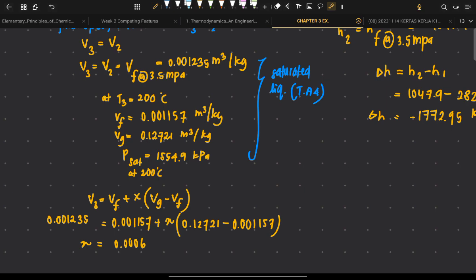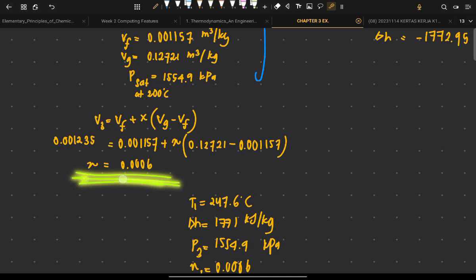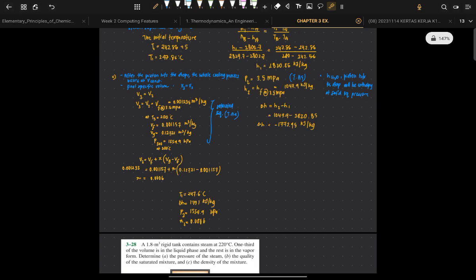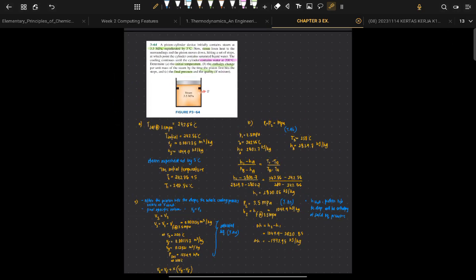Actually it is just a straightforward answer. If you open your table A4, you can find it straight away beside the 200 degrees Celsius, which is 1554.9 kilopascal. So by using this formula to find the X, which is the quality, you can find the answer X, which is 0.0006.